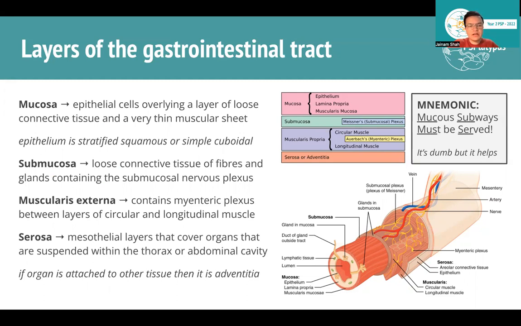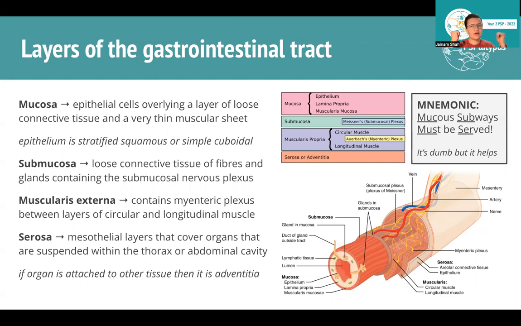Serosa, as you know from the serous membranes, is the mesothelial layers that cover organs suspended within either the thorax or the abdominal cavity. If an organ is directly attached to another organ, or attached to the posterior abdominal wall, then it's going to be covered more by adventitia. Again, you don't need to know the difference, but the main thing is you've got serosa or adventitia on the outside.